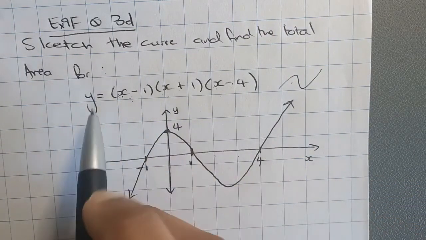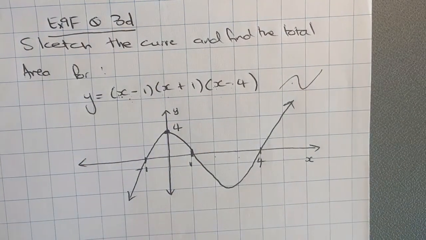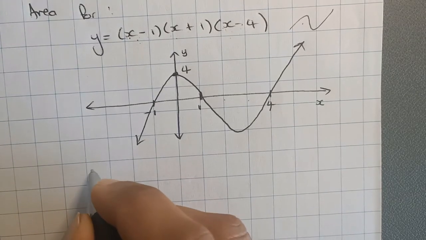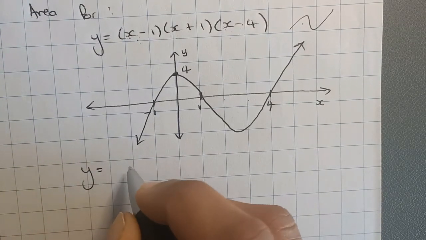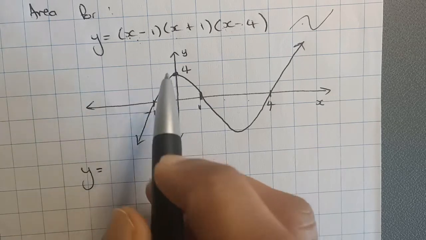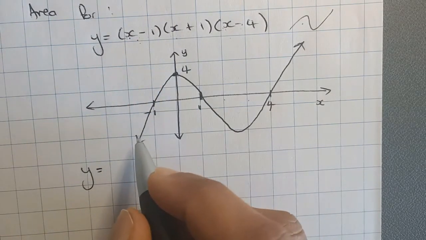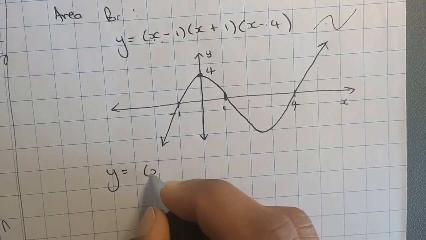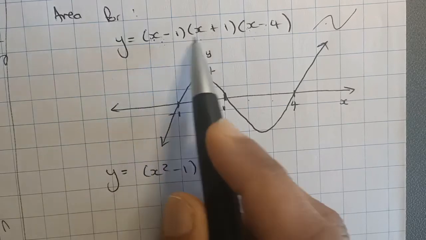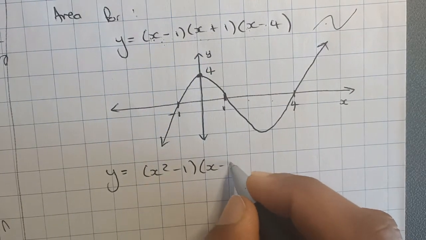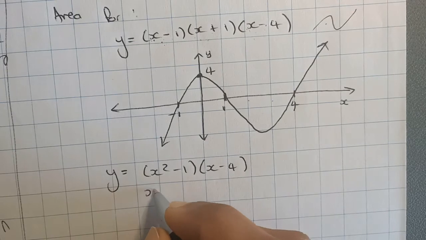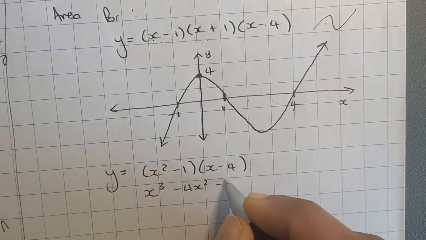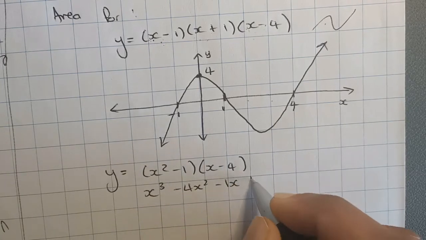Alright, I'm now going to expand this function, so that we can integrate it. And I will end up with y equals, let's expand the first two brackets. There's a difference of squares between these two brackets here. You can see quite clearly there. That's going to be x squared minus 1. Once I've multiplied those out, I'm now going to multiply that by x minus 4. I'm going to end up with x cubed minus 4x squared minus 1x plus 4.